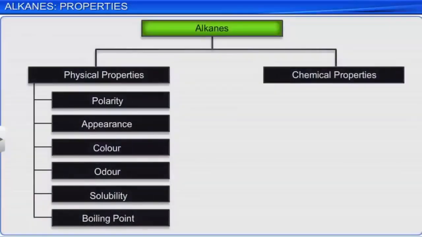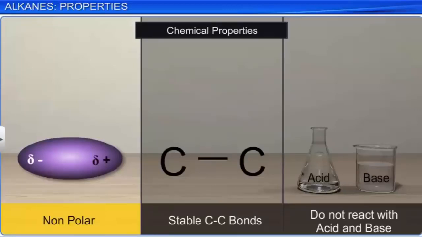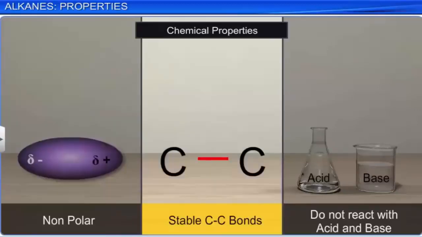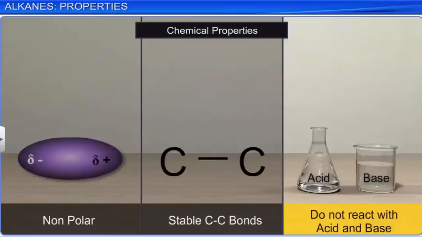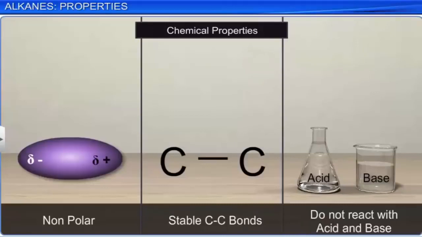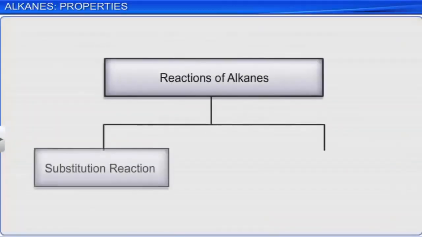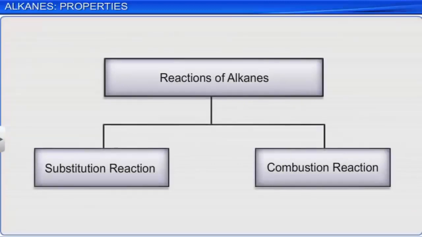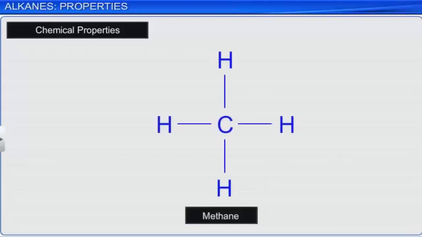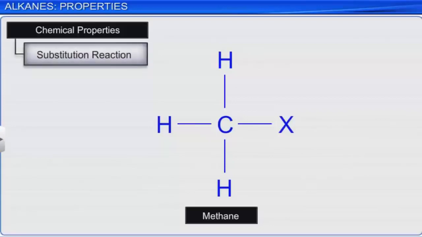Now, let's look at the chemical properties of alkanes. As we have seen, alkanes are nonpolar. Their carbon bonds are quite stable, and so they do not easily react with acids and bases. However, they do undergo substitution reactions and combustion reactions under certain conditions, as their carbon atoms are in strongly reduced states. During a substitution reaction, the hydrogen atom of an alkane is substituted, and hence the reactions are called substitution reactions.